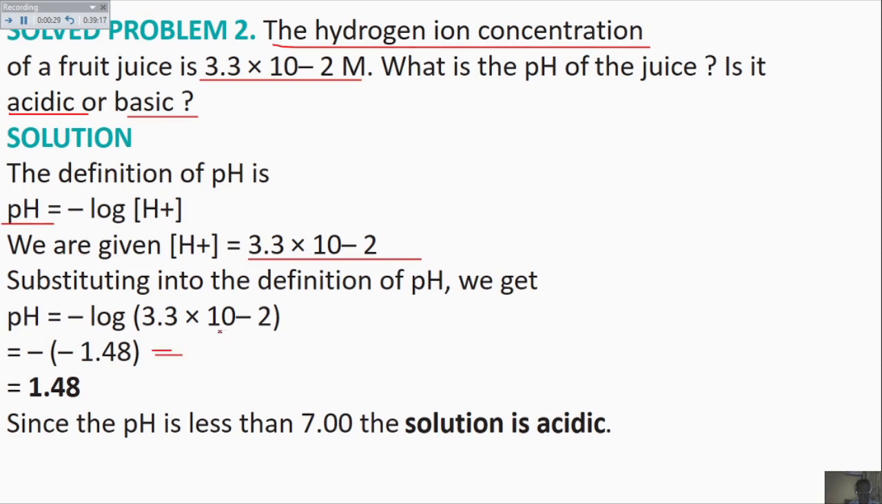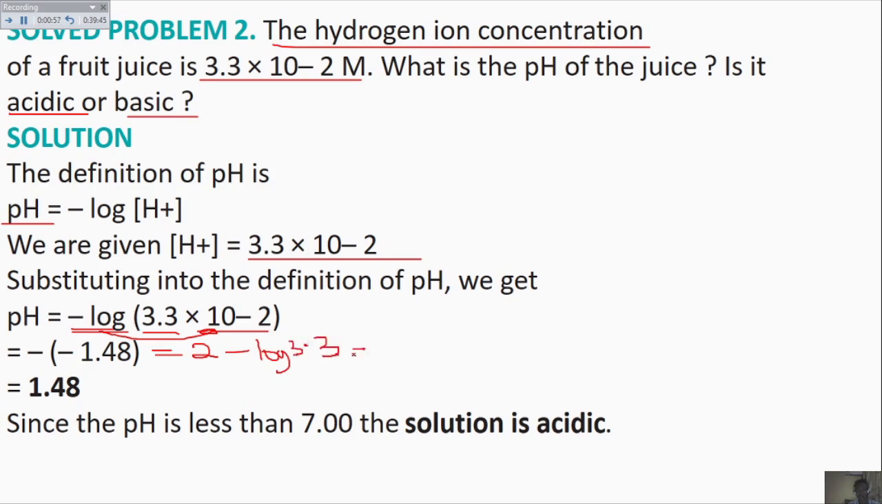In this case, when you have this and you have this, when you are using minus log, multiply everything in the back one by one. I started with this one first. By the time you multiply minus log of 10 to the minus 2, that will give you 2. Now it's 2 minus, then use this one to multiply: minus log 3.3.